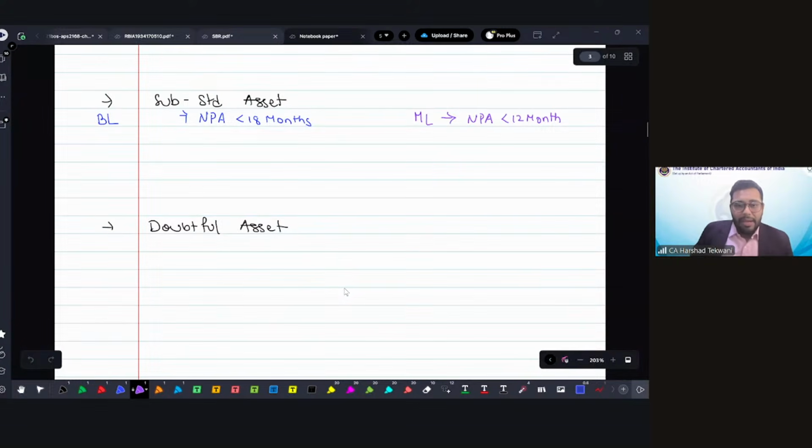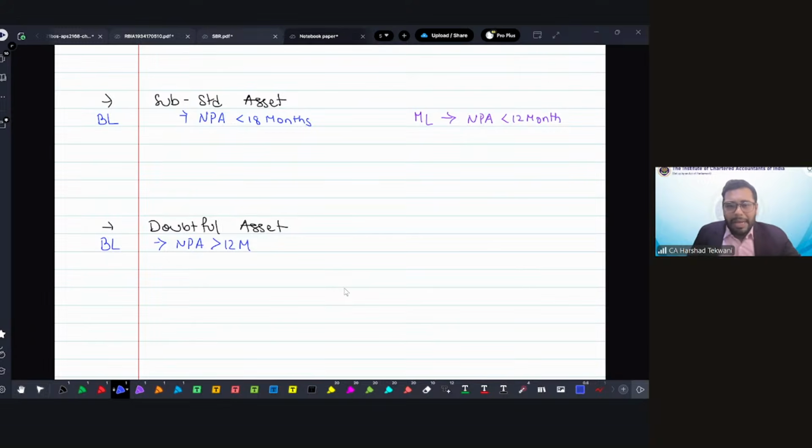So base layer, NPA more than 12 months, middle layer, sorry, more than 18 months, my mistake. Middle layer, NPA greater than 12 months.